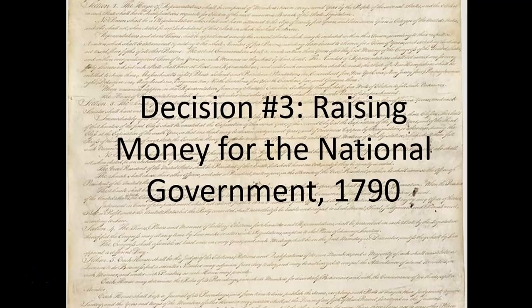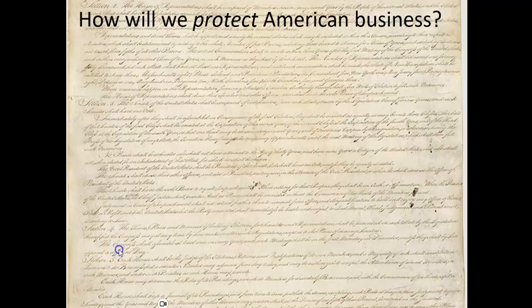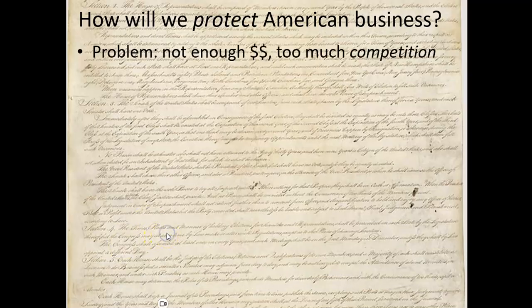So Washington's decision number 3 deals with raising money for the national government. And I mean, obviously, if you're going to run a nation, you need money to do stuff. So that's what this refers to. Now, ultimately, the solution to this stems from the question of how are we going to protect American businesses?